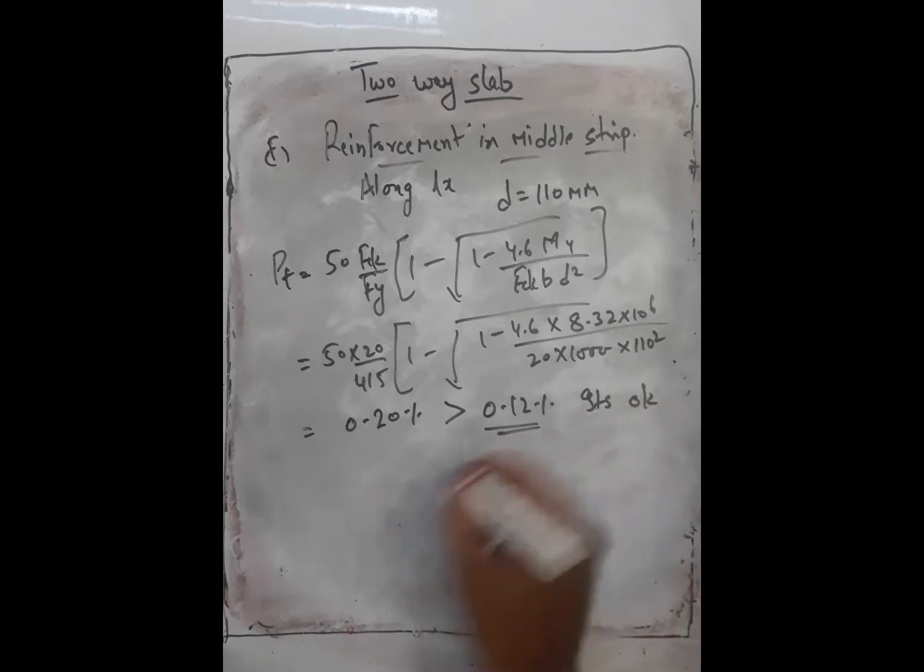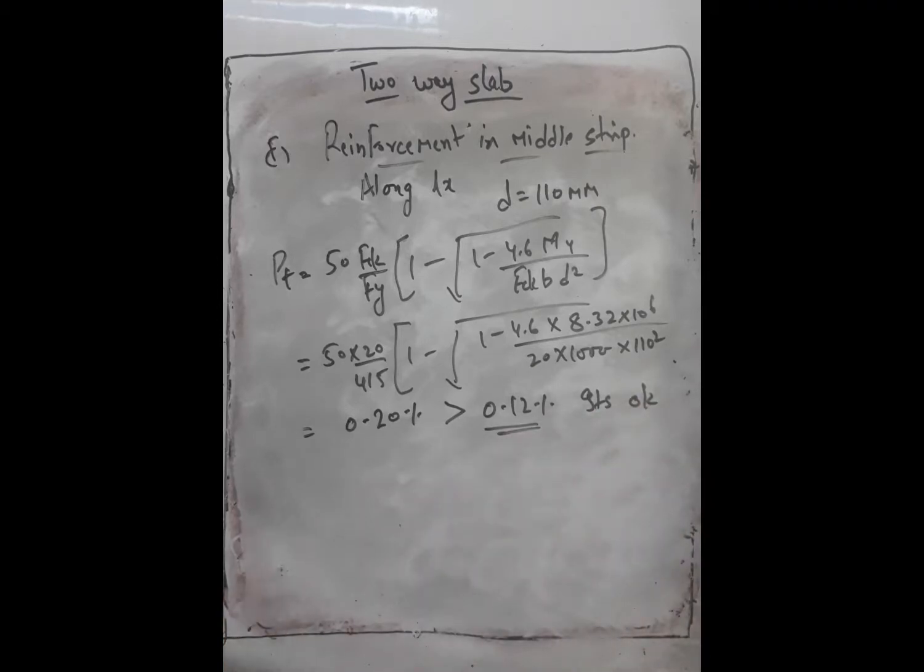Why we compare with this 0.12%? Because we know that minimum reinforcement is 0.12%. Okay, so our main reinforcement in mid span is greater than 0.12%. If this value is not greater than 0.12%, then we have to provide the minimum reinforcement 0.12%. That's why here we taken value greater than 0.12%, which is safe.